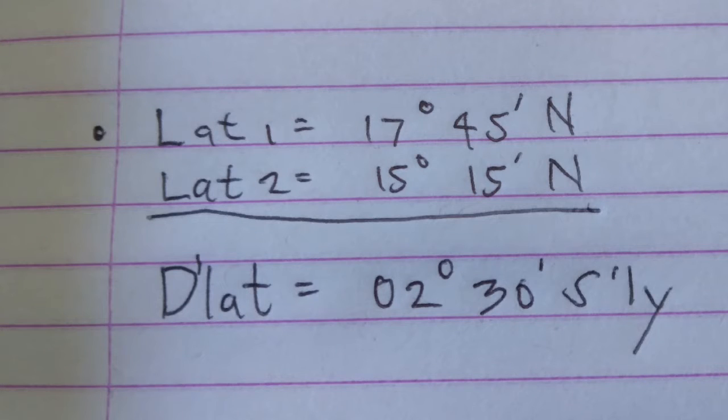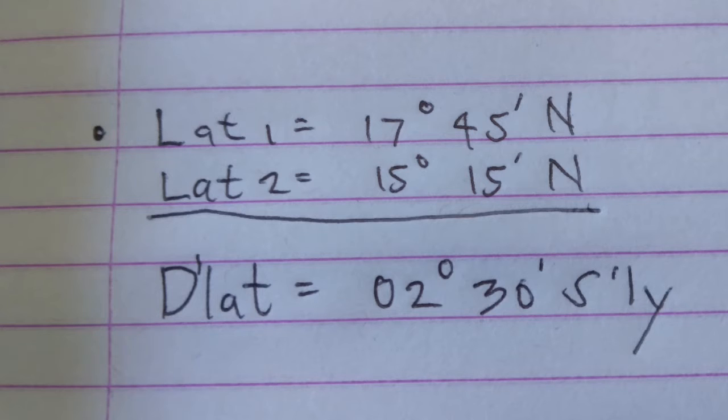Let's proceed to DLAT and DLO. In finding the DLAT, we need first to determine the given. Lat 1 is the previous position and Lat 2 is the current position. Then we simply subtract Lat 1 and Lat 2. So we have here Lat 1 equals 17 degrees 45 minutes north and Lat 2 equals 15 degrees 15 minutes north. We will simply subtract Lat 1 from Lat 2. So our DLAT here is 02 degrees 30 minutes southerly.